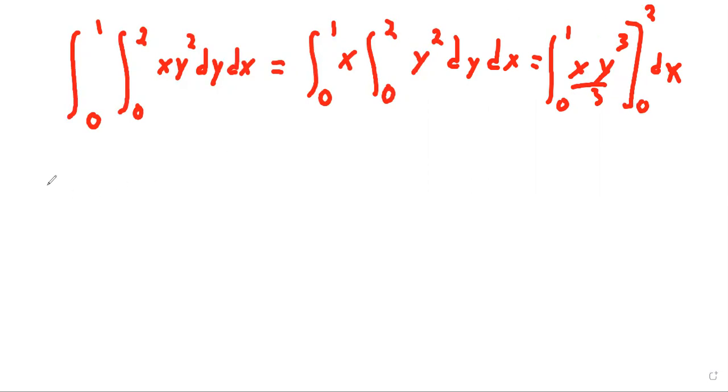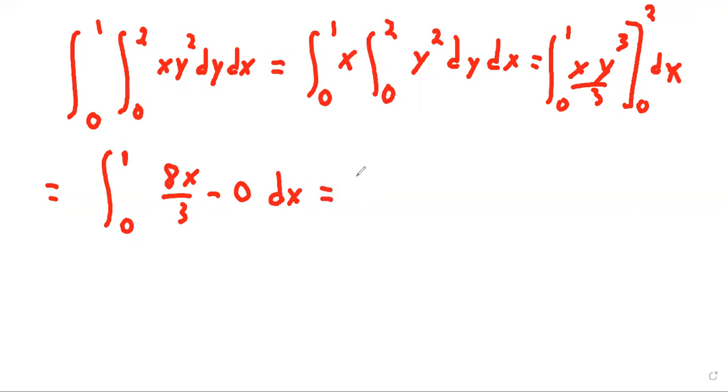So now this becomes the integral from 0 to 1 of, I put the 2 into the y, so 2 cubed over 3, which is 8x over 3, minus a 0, because putting 0 into y cubed is just a 0. And this is with respect to x now.